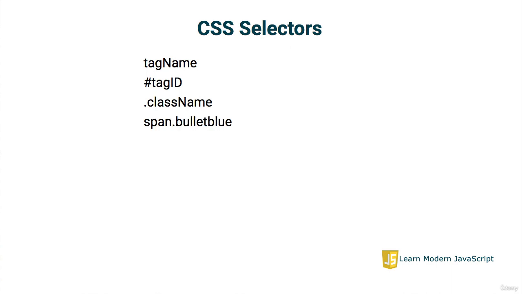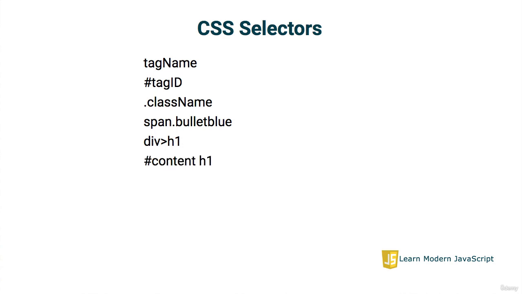Now, you can combine these. In this example here, this is a real example of a CSS selector. I'm looking for the span tags that have a class of bullet blue. That's what this will retrieve. Notice there is no space between span and the dot bullet blue. This next example, I'm looking for the div tag, and then inside of the div tag, a child tag that is an H1. So it has to be a child of a div in order for it to select this.